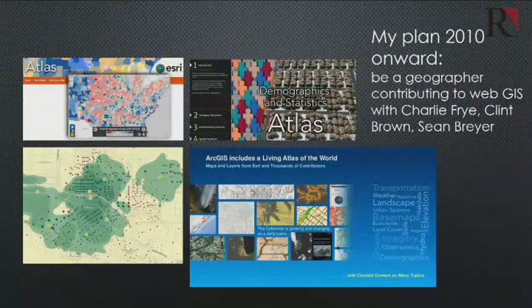I want to have wide-ranging interests, going after things like, in the top left, after the Census 2010 came out, we built an online atlas to it, and we learned a lot about our own products, about how easy they were in some areas, how difficult they were to get things done in other areas. And I started noticing where the friction occurred, the gaps. And through the guidance of people like Charlie Fry, Clint Brown, and now Sean Breyer as well, I started learning better ways to articulate gaps.